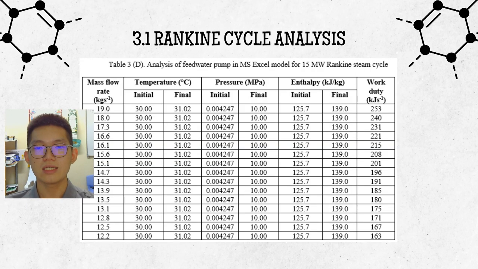For Table 3d, temperatures and pressures increase as saturated water is compressed to produce compressed liquid. Hence, enthalpy increases slightly but remains unchanged as mass flow rate decreases and boiler outlet temperature increases. The work done for the pump decreases as mass flow rate decreases since changes in enthalpy are constant.